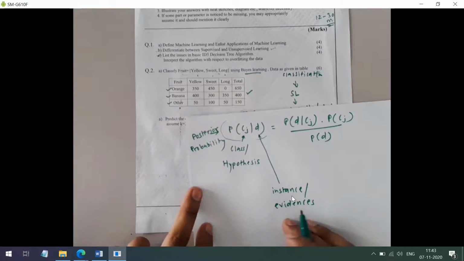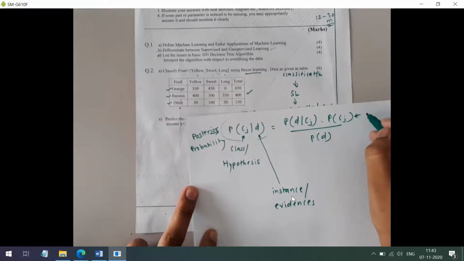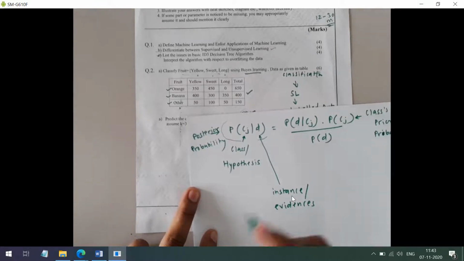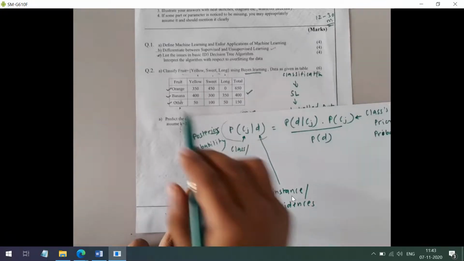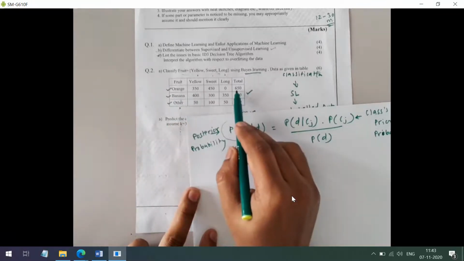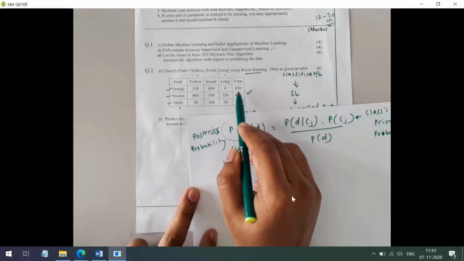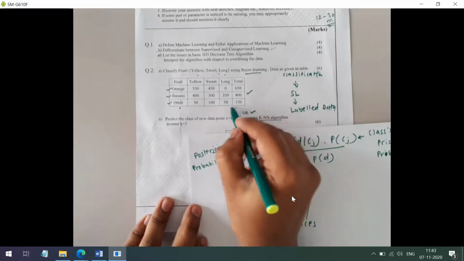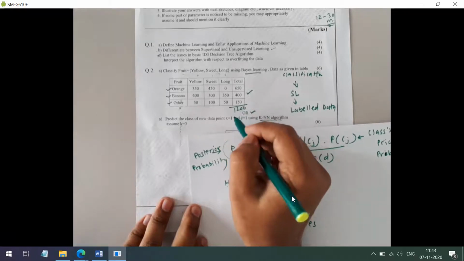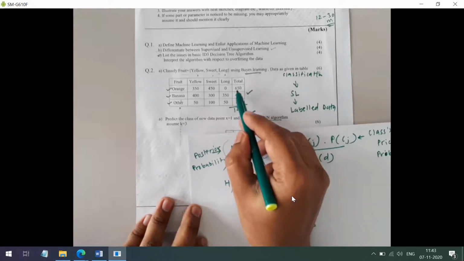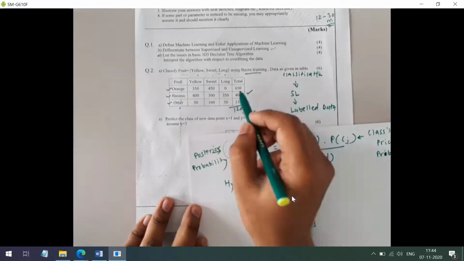And this is the class prior probability. This we can calculate using the given data. For example, if you want to find the probability of orange class, how many oranges are there? That is 650, right? And how many total fruits are there? It is the addition of these three quantities, so it comes out to be 1200. So out of 1200, 650 are oranges. So the probability of orange class will be 650 divided by 1200. So this we can calculate.